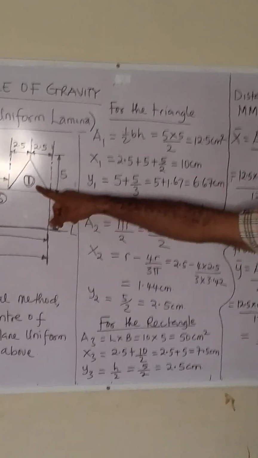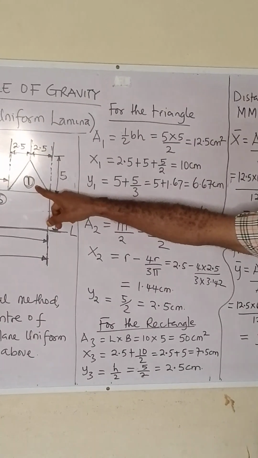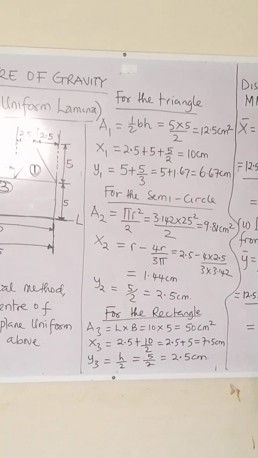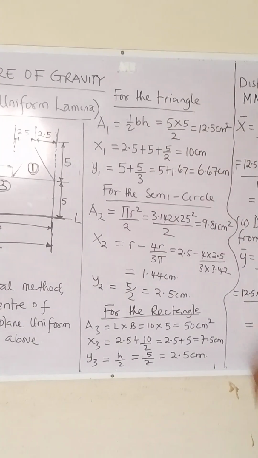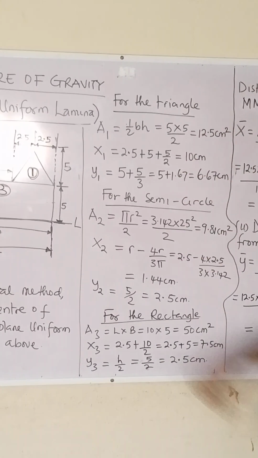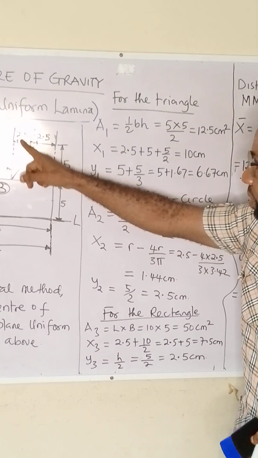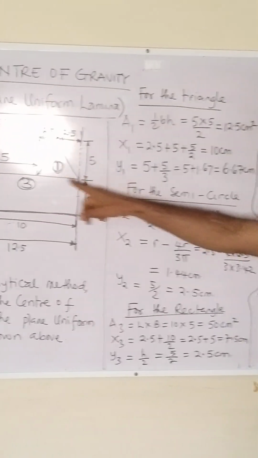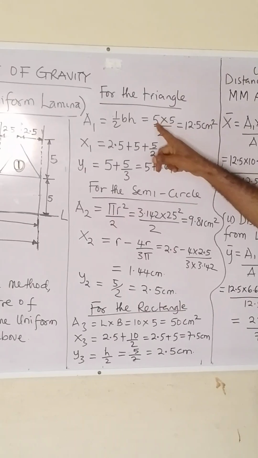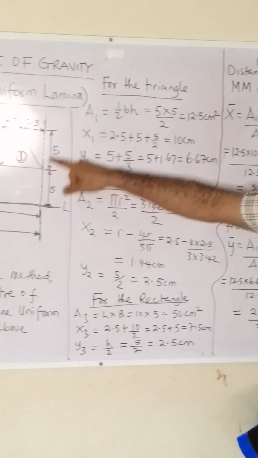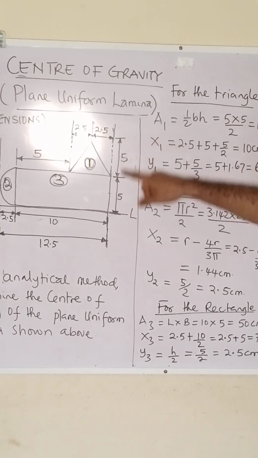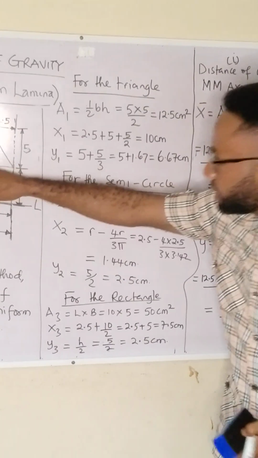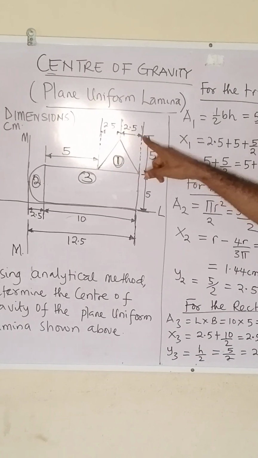For the first one, the triangle, because we've labeled it 1, we are using A1. The area of a triangle is 1/2 base times height. The base is 2.5 plus 2.5, which gives 5, times the height, divided by 2. From here to here is the base, which is the same thing as from here to here.